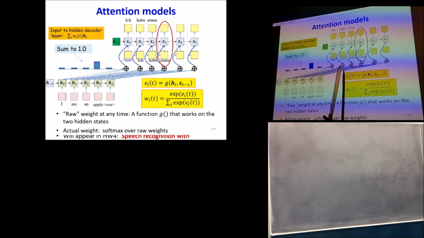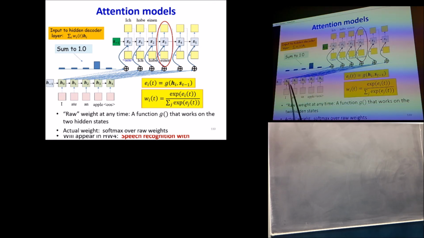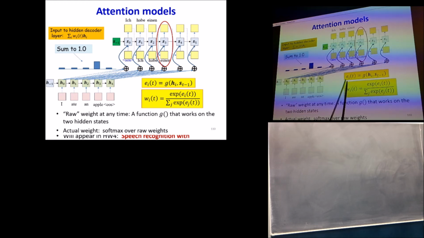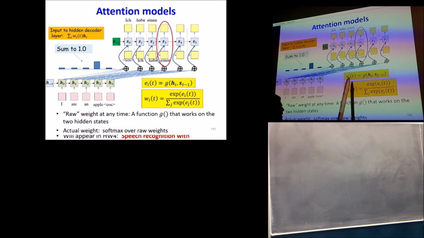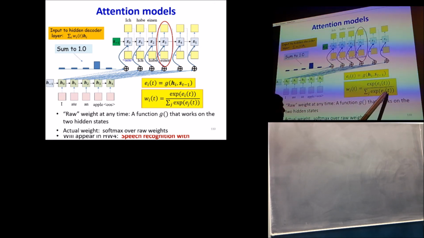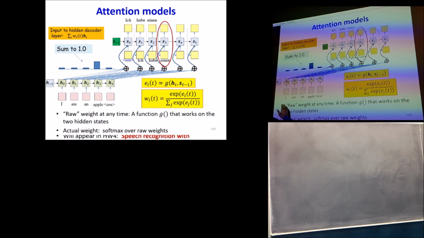The weights with which you're going to combine these input hidden values at any time are computed. As a first step, we will compute a raw value for these weights, which I'm representing as E, and the raw value is going to be computed using some function g. And then these raw values are going to be put through a softmax to make sure that the final value is actually just a probability distribution.